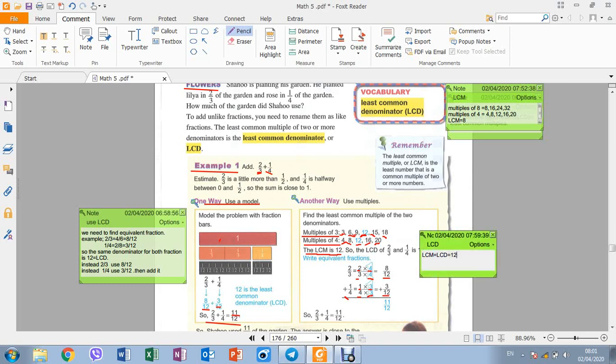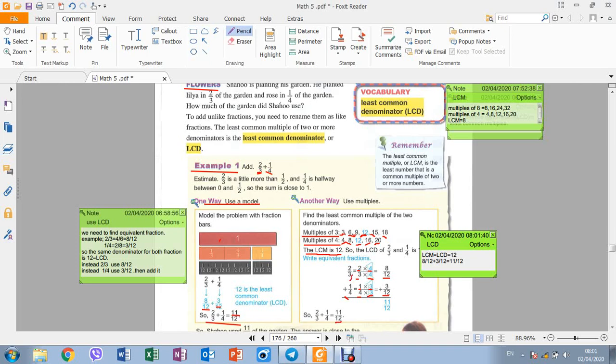Look. 8/12 plus 3/12 is equal to how many? The denominator is 12, so we only add the numerators. 3 plus 8 equal to 11/12. That's the answer. So here is what? 11/12.